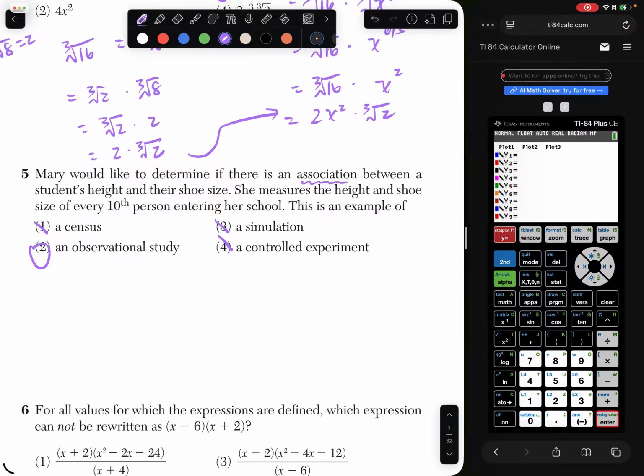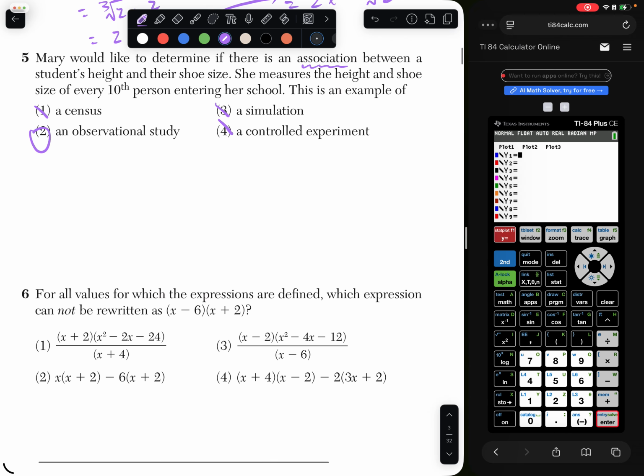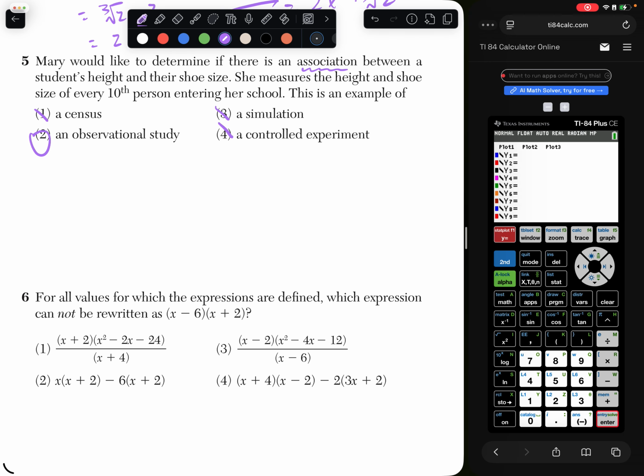A control experiment is used to establish some sort of cause and effect relationship, but that would involve the experimenter actively altering one of the variables, the independent variable, and trying to see if there's an effect. But she's not altering anything here, so no.